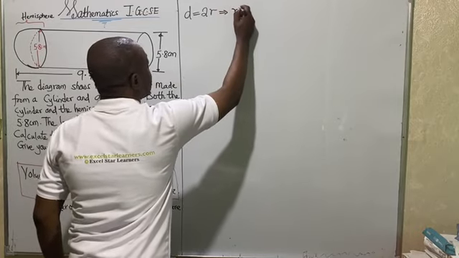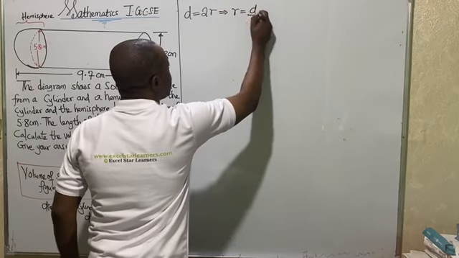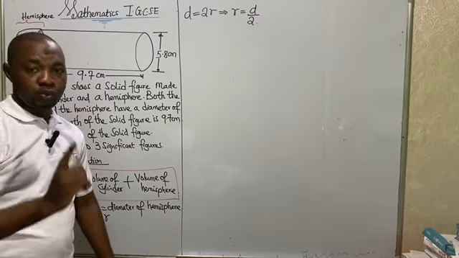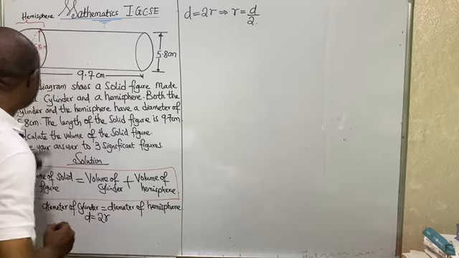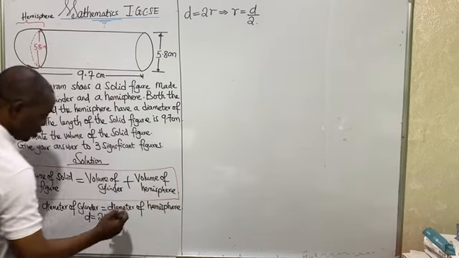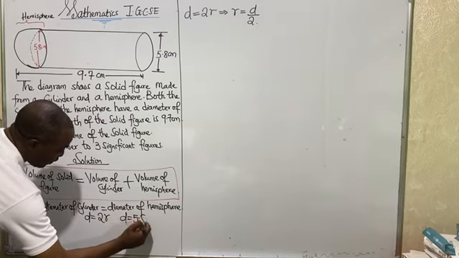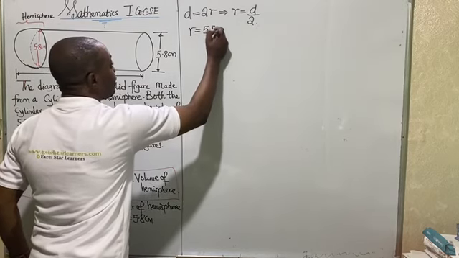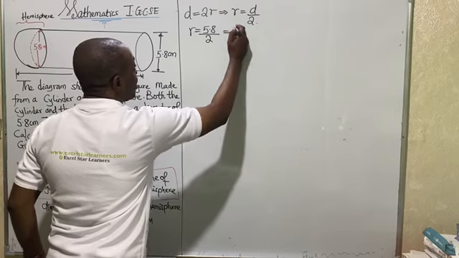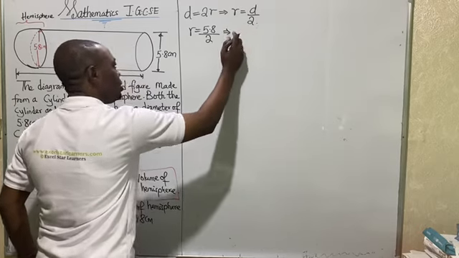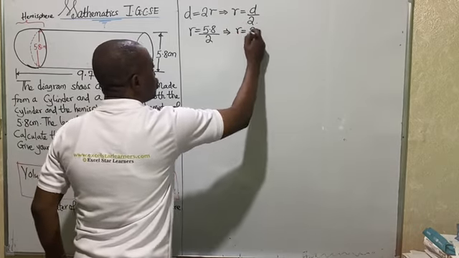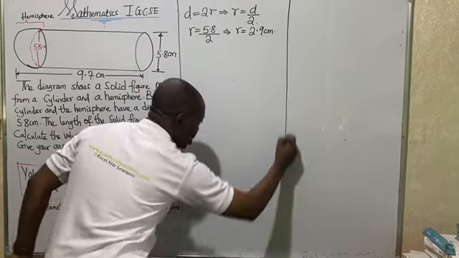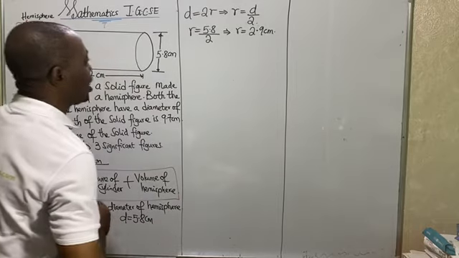From here we can say that r equals d over 2. So half of a diameter is equal to one radius. The diameter is 5.8 centimeters, so the radius will be 5.8 divided by 2, and that will be 2.9 centimeters. So that's the radius.